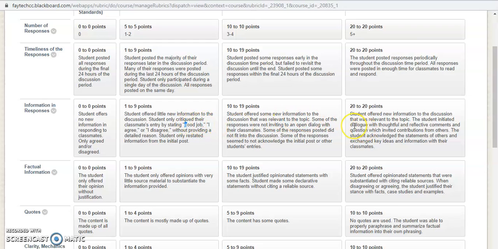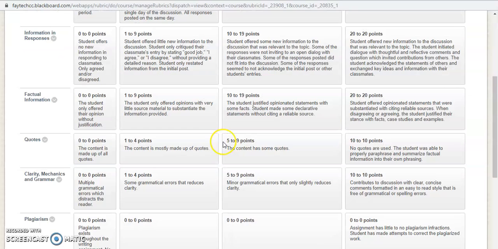If you're getting into a debate, I certainly welcome that. Those are always fun in the discussions. Just be respectful and definitely use resources to back up your points. So again, the biggest thing here is it's okay to agree or disagree, but what I'm looking for you to do is expand the conversation. The next line is factual information.